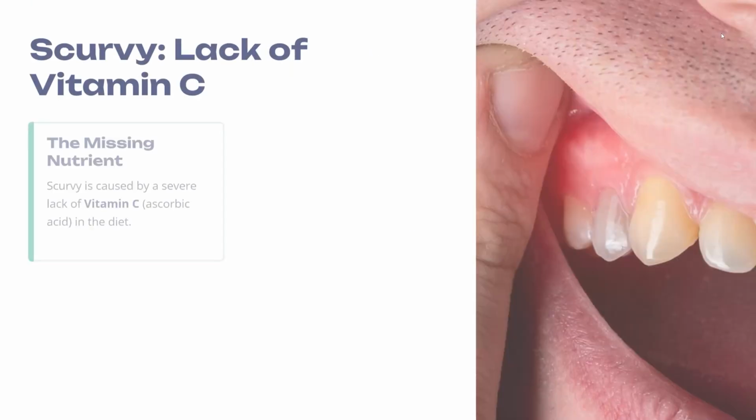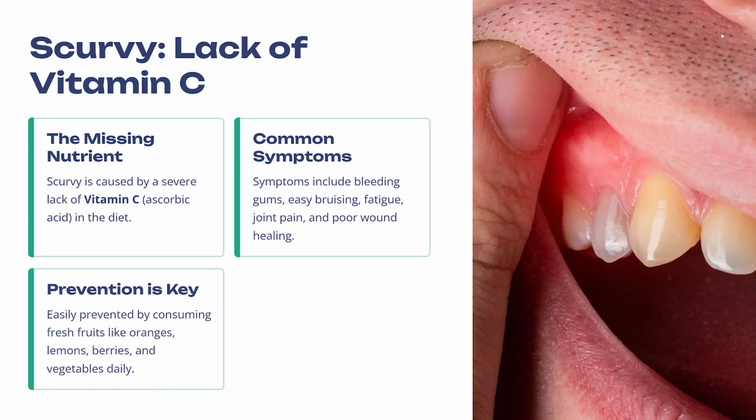We also have scurvy, caused by not eating enough vitamin C. Signs include bleeding gums, weakness, and wounds that don't heal quickly. Fruits like oranges, pawpaw, and limes protect us from scurvy.